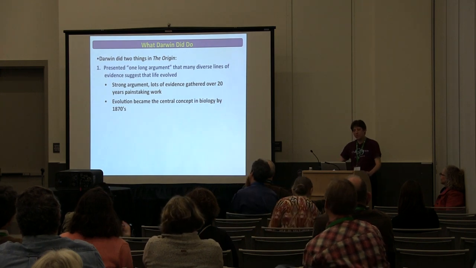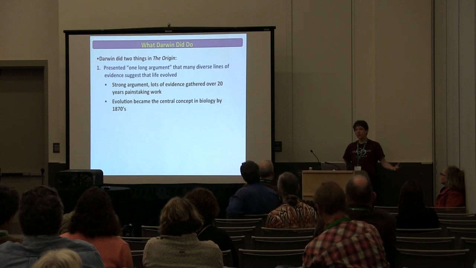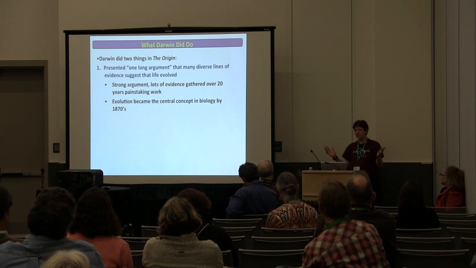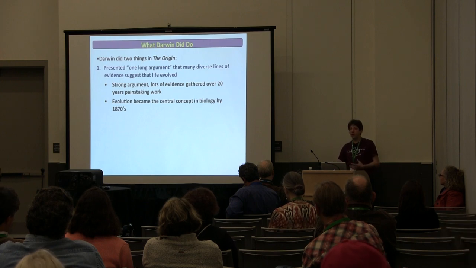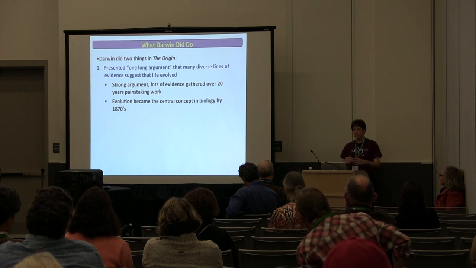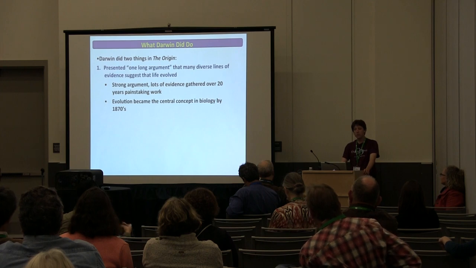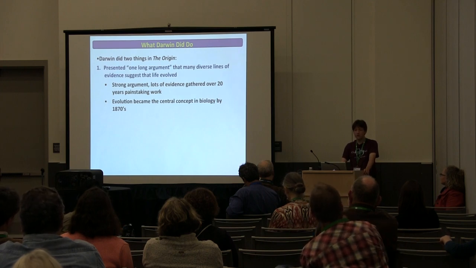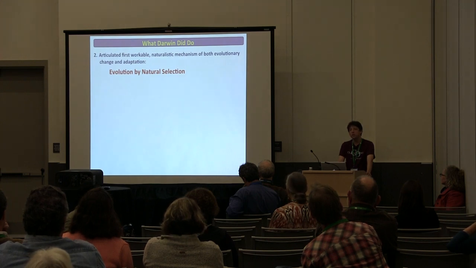But what Darwin did do was twofold. First, he presented what he called one long argument that brought together many diverse lines of evidence and showed how they suggest that life evolved. And it was a very strong argument. Darwin had spent more than 20 years amassing this huge wealth of evidence and putting it together into an argument. And it was so persuasive an argument that evolution became the central organizing concept in biology by the 1870s. The other thing he did was, of course, he articulated the first workable and naturalistic mechanism of not only evolutionary change, but also adaptation, fitting organisms to their way of life.